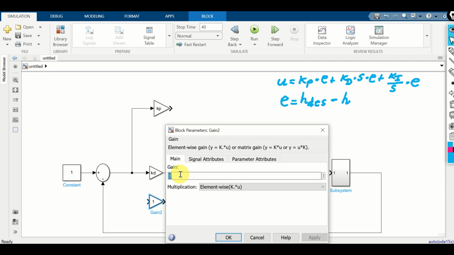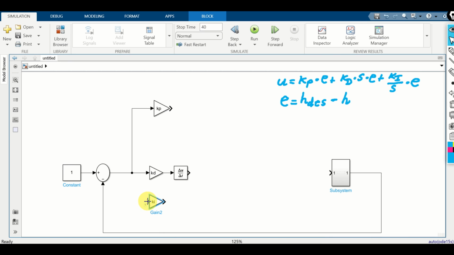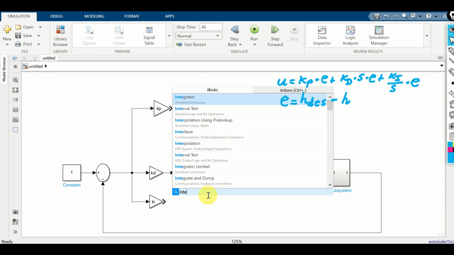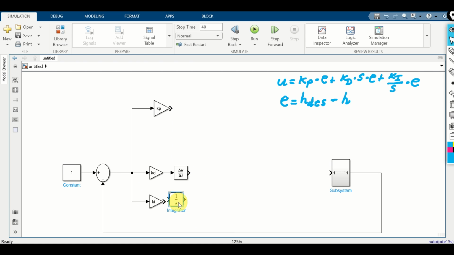Double click on gain and type Ki over here. Click on OK. Connect these parts. Double click over here and search for an integrator. Here's our integrator. Connect the blocks.